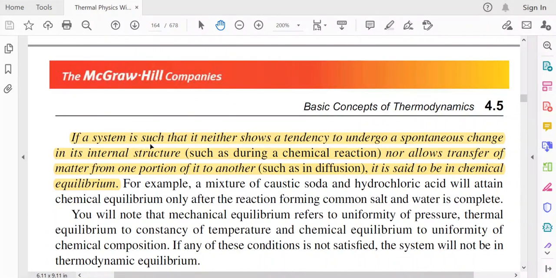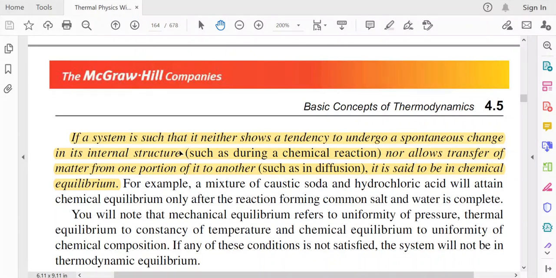If a system neither shows a tendency to undergo a spontaneous change in its internal structure, such as during a chemical reaction, nor allows transfer of matter from one portion of it to another, such as by diffusion, it is said to be in chemical equilibrium. So when the system is in chemical equilibrium, there is no transfer of matter, that is, no diffusion, and no change in its internal structure. That condition is known as chemical equilibrium.